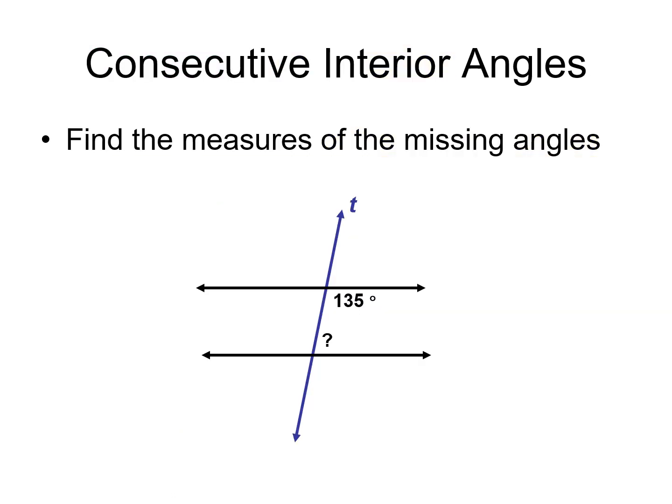So one question we do, for the concept of consecutive interior angles, find the measure of the missing angle. 135 plus the missing angle gives you 180. So 180 minus 135 is equal to 45 degrees. This much in this video. In the next video, we will discuss some more properties of parallel lines.